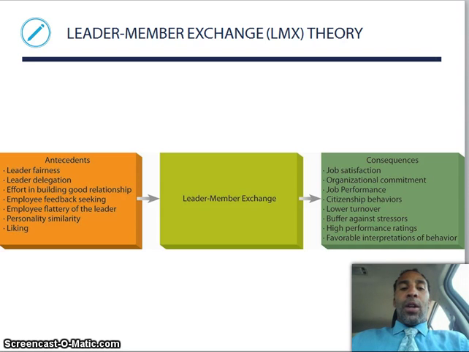Antecedents. We learn leader fairness, leader delegation, effort in building good relationship, employee feedback seeking, employee flattery of the leader, personality similarity, and liking. I'm going to go into a couple of things on this. So you have leader fairness. Is that individual fair all the way across the board? Leader delegation, right? Are you delegating the right amount of stuff to each of the individuals? Effort in building good relationship. Are you putting effort into building good relationships with your individuals? Employee feedback seeking. Are you getting feedback to say these are things that I need to work on? Employee flattery of the leader, right?